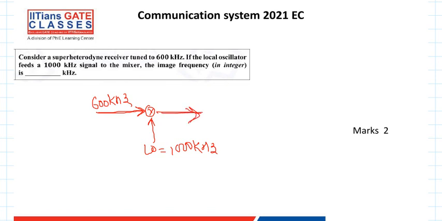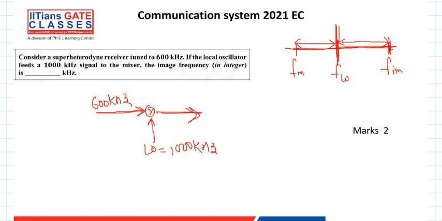Now if you see it, let's say this is the frequency axis, and in the frequency axis this is the LO and this is the message. So generally the image will be somewhere here. We call it an image because if you take this as a mirror, this will fall here. That's why we call it an image. Now the distance between these two is the same as the distance between these two.